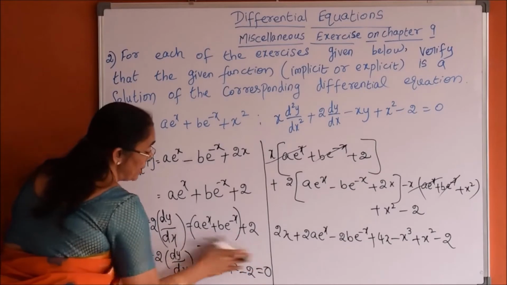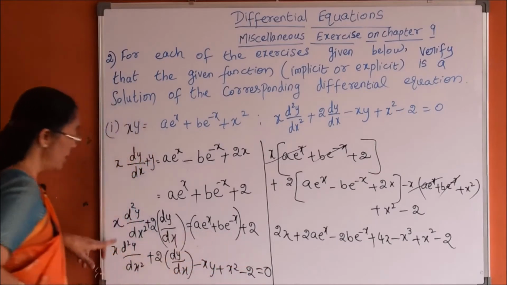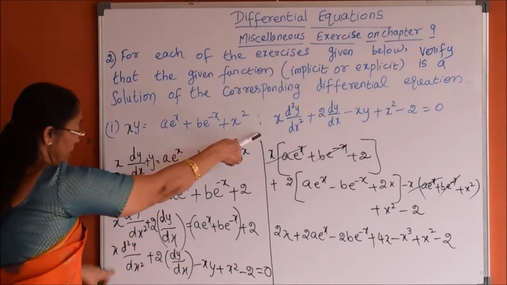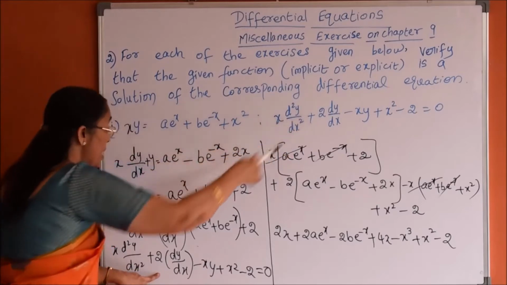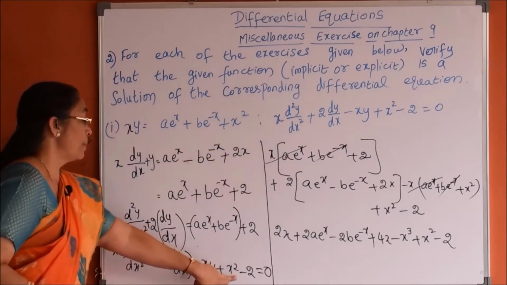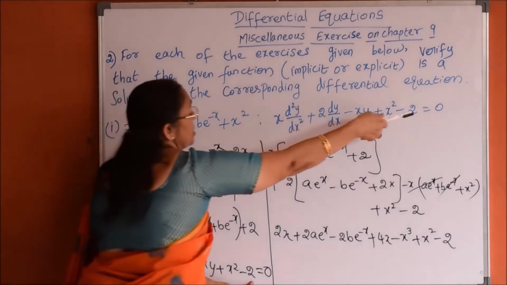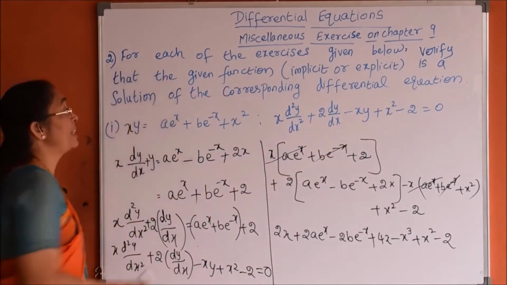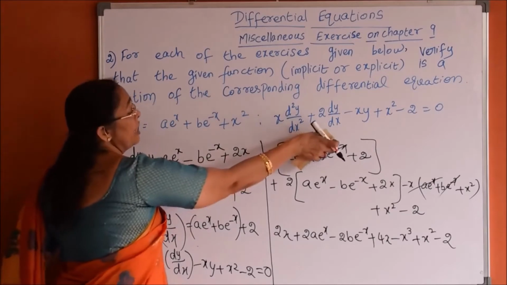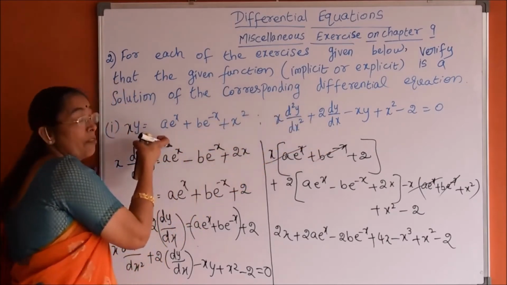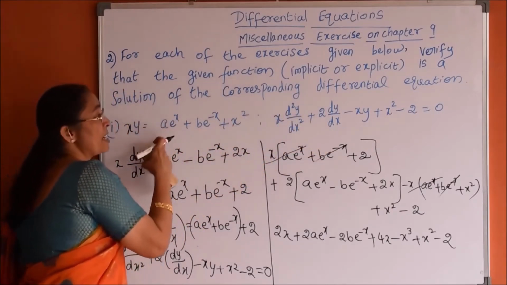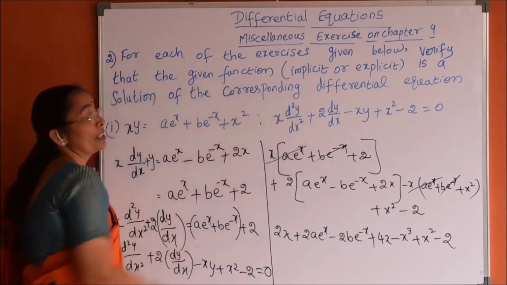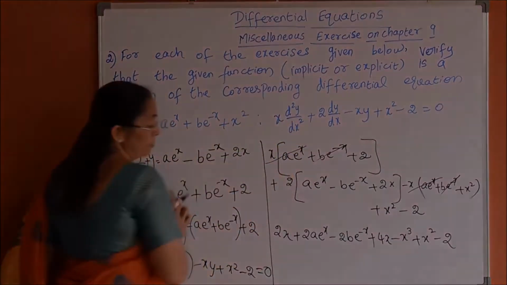Now we can compare with the given differential equation: x into d square y by dx square plus 2 into dy by dx minus xy plus x square minus 2 is equal to 0. If xy is there here, this will be the differential equation for the given equation, or the given equation is the solution for the given differential equation.